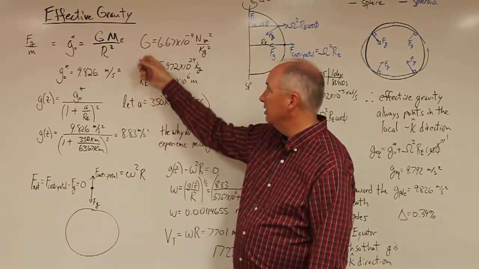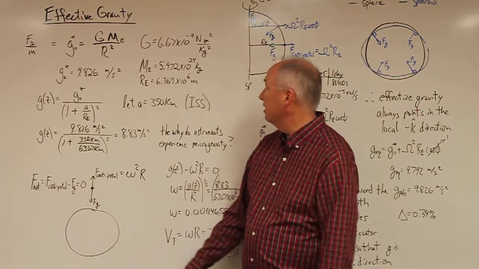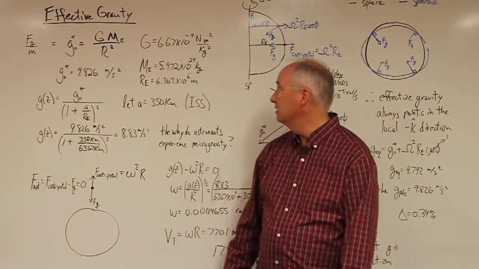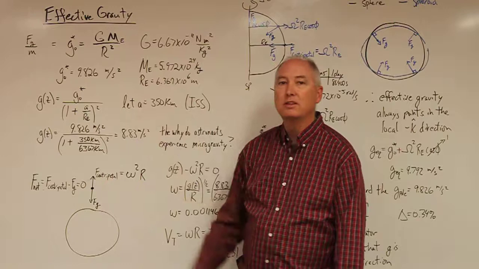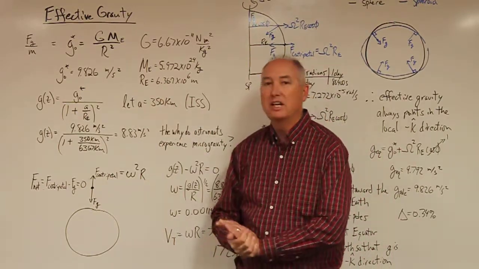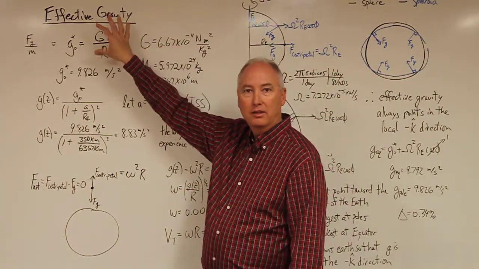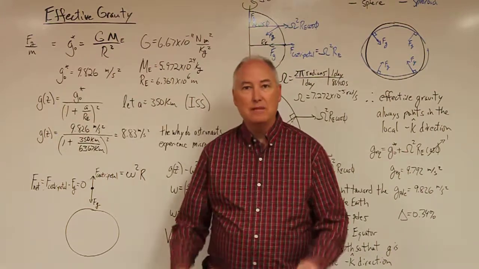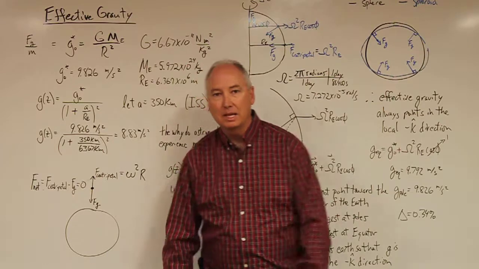For the Earth system, our gravitational constant is 6.67 times 10 to the minus 11th. The mass of the Earth is 5.972 times 10 to the 24th kilograms, and the average radius of the Earth is 6.367 times 10 to the 6 meters. If you put those numbers into this Newtonian form of gravity, you'll get a gravity at the Earth's surface of 9.826 meters per second squared.